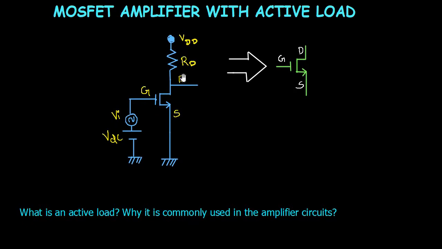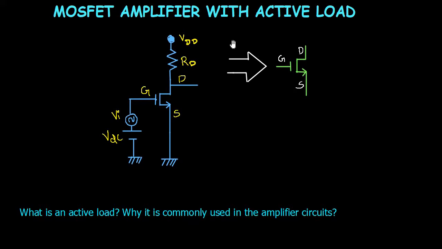Here we can replace this resistor by a transistor, and then this transistor acts as an active load. Why is it commonly used in amplifier circuits? Because active loads are used in integrated circuits where size and power consumption are major constraints. If the size of the circuit and power consumption are our major constraints, then we go for active loads.